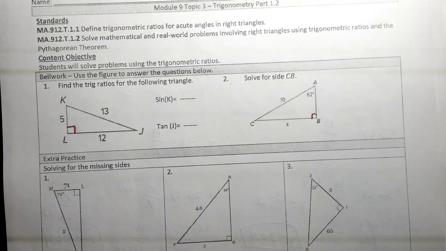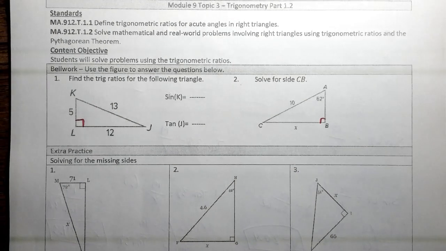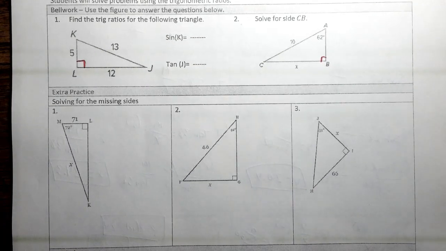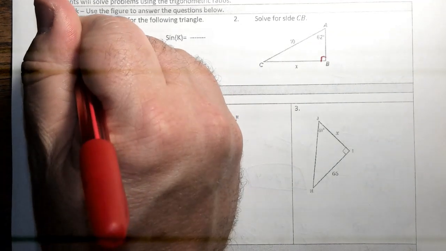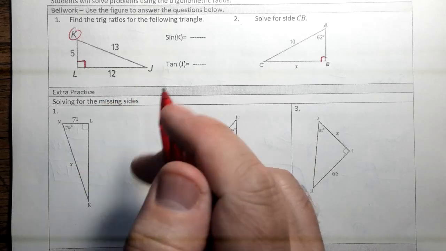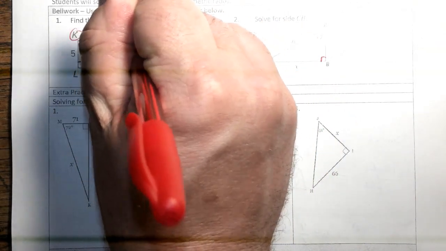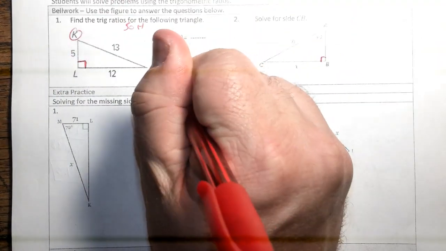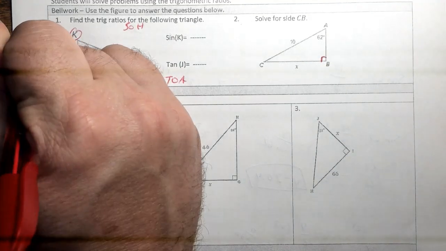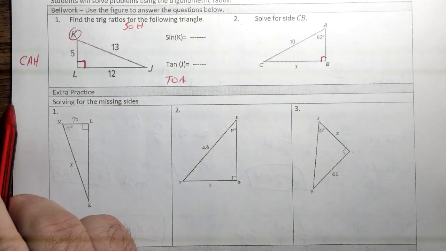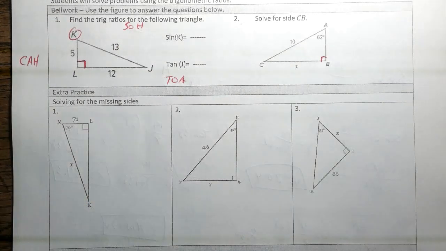Okay, all right. So again, page 8. Just square up here. So, bell work. We're going to look here. Number 1. Find the trig ratios for the following triangle. Number 1, they want the sine for k. Sine is opposite over hypotenuse. Tangent is opposite over adjacent. And for good measure, cosine is adjacent over hypotenuse.